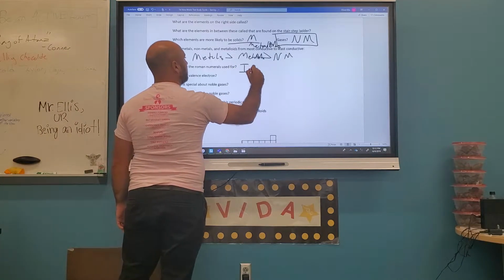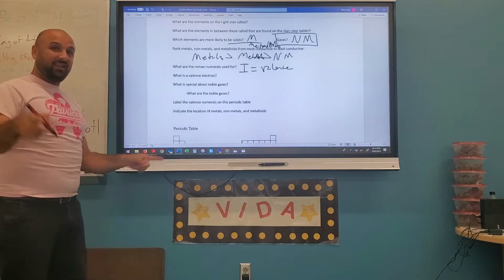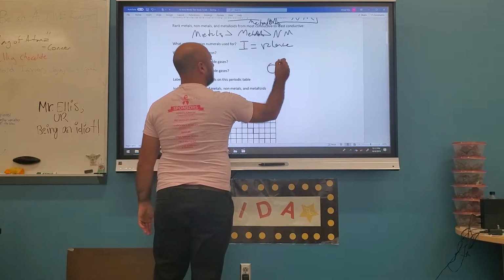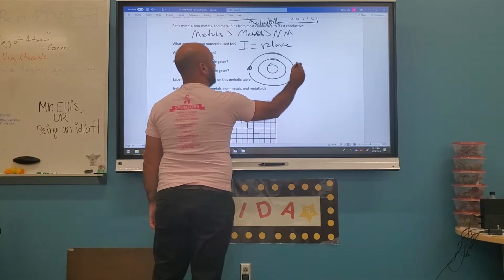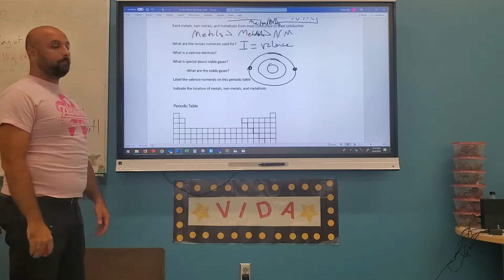Roman numerals are used to show the number of valence electrons. Those are the electrons on the outside. So valence electron is the electron on the outside. Remember setting up those Bohr models where we have circle of shell after shell after shell? Well, only the ones on the outside are used to be the valence electrons.